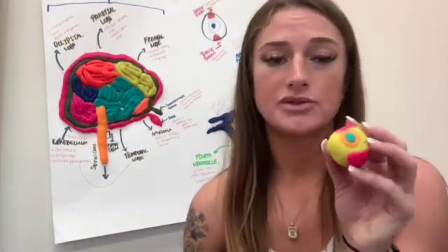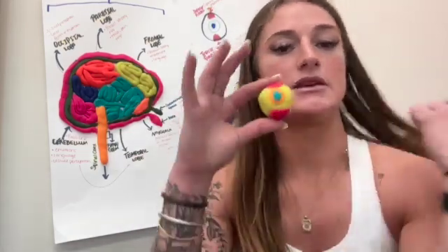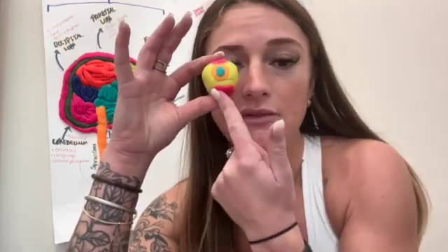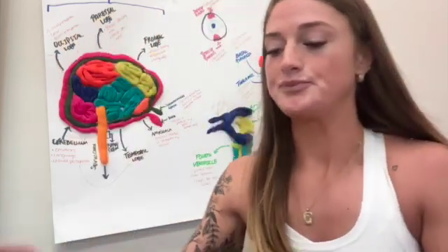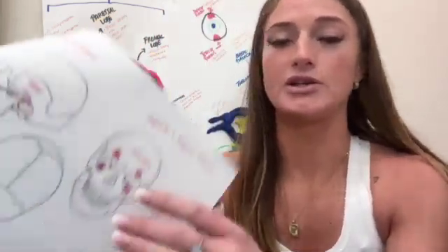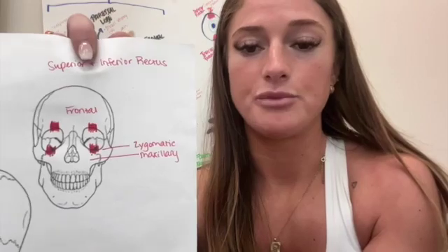And these two muscles are going to connect to three bones in the face. The superior rectus will connect to the frontal lobe, and the inferior rectus will connect to the zygomatic and the maxillary bone in the face. And here is the drawing just so you can visually see those two muscles.